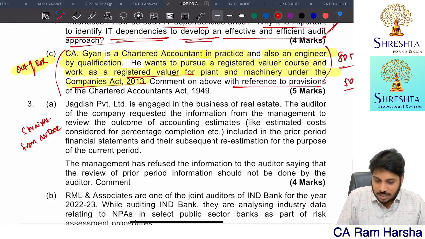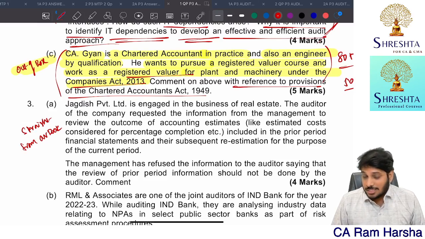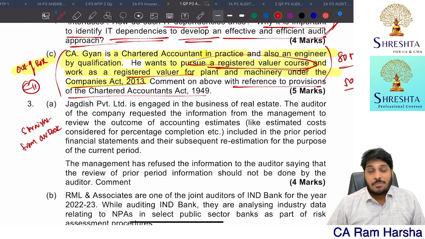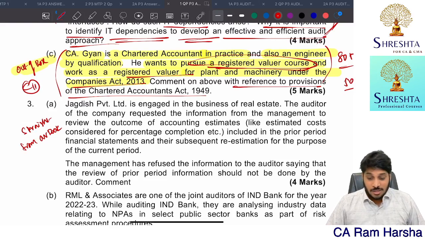So, a question with reference to provisions of the CA Act. A CA obviously wants to pursue the registered valuer course. When you're doing that, you remember clause number 11, automatic general permission, where you are permitted to take coaching and exams of anybody. You are happily permitted. No problem at all. And you can be registered valuer.